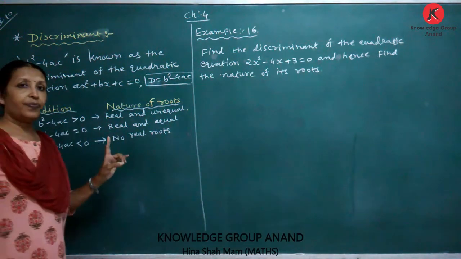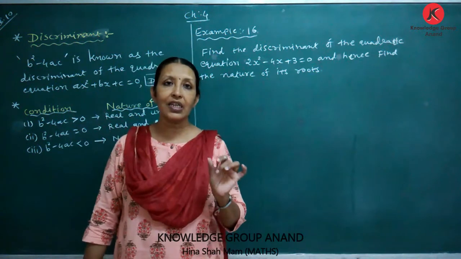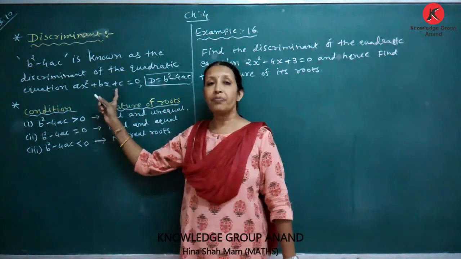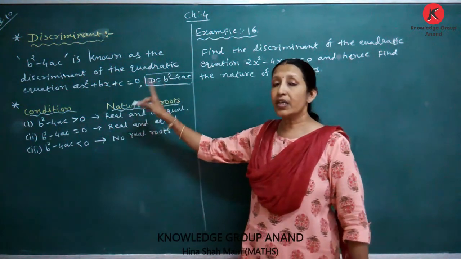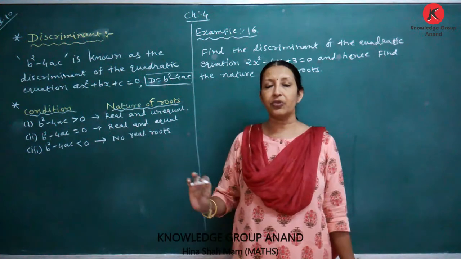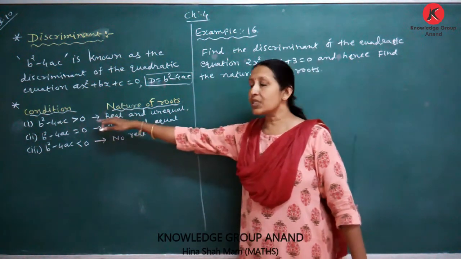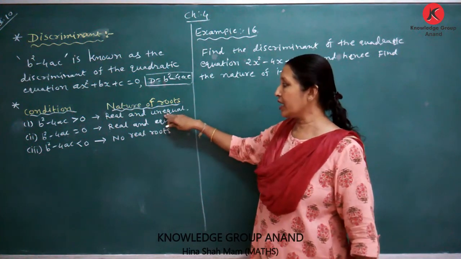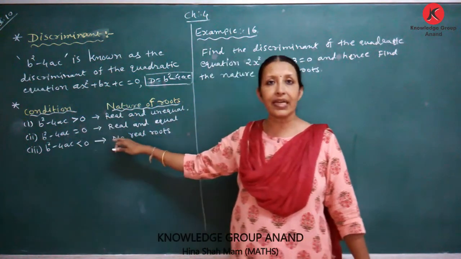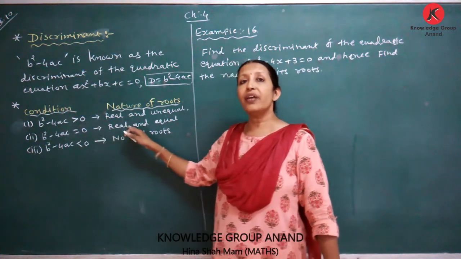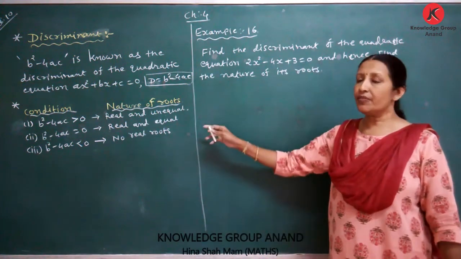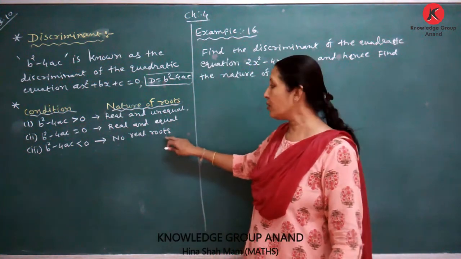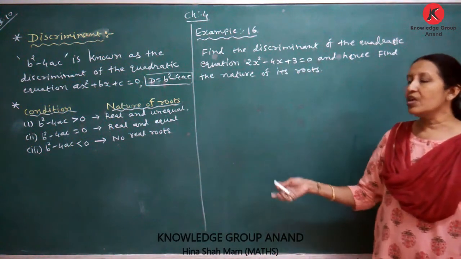Now again the conditions. Discriminant D is equal to b square minus 4ac of the quadratic equation ax square plus bx plus c is equal to 0. First condition: if the discriminant is greater than 0, a positive number, then its roots are real and unequal, both different. Second, if b square minus 4ac is equal to 0, its roots are real and equal. And third, if b square minus 4ac is less than 0, the equation has no real roots. Roots do not exist.